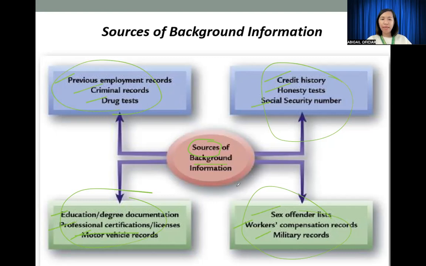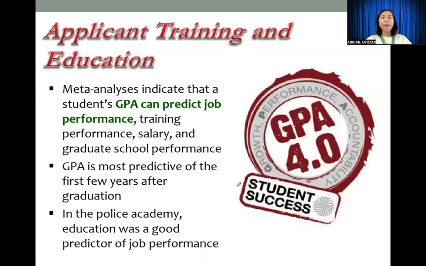So, ayan yung mga kailangan nating mga sources para masabi natin na yung applicants wala siyang problem, wala siyang disciplinary problem, or wala siyang mga issues and concerns. Para hindi tayo maging negligent when it comes to selecting the best among the applicants. Okay.